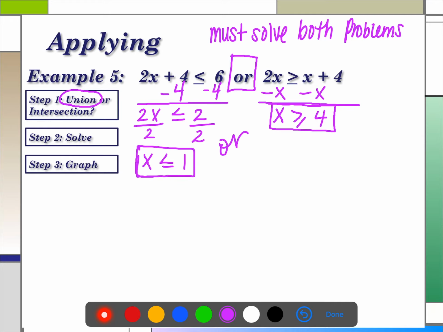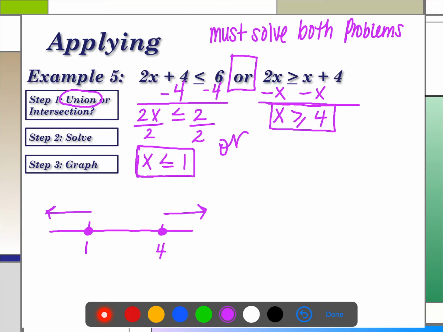Okay, so x is less than or equal to 1, or x is greater than or equal to 4. You want to make sure that you include the key word when you write your answer. Okay, and now we're going to graph. So I'm going to put each of my answers on the number line. Use the appropriate circles. Okay, and I'm going to put arrows down before I shade. Okay, so less than 1 goes to the left, greater than 4 goes to the right.